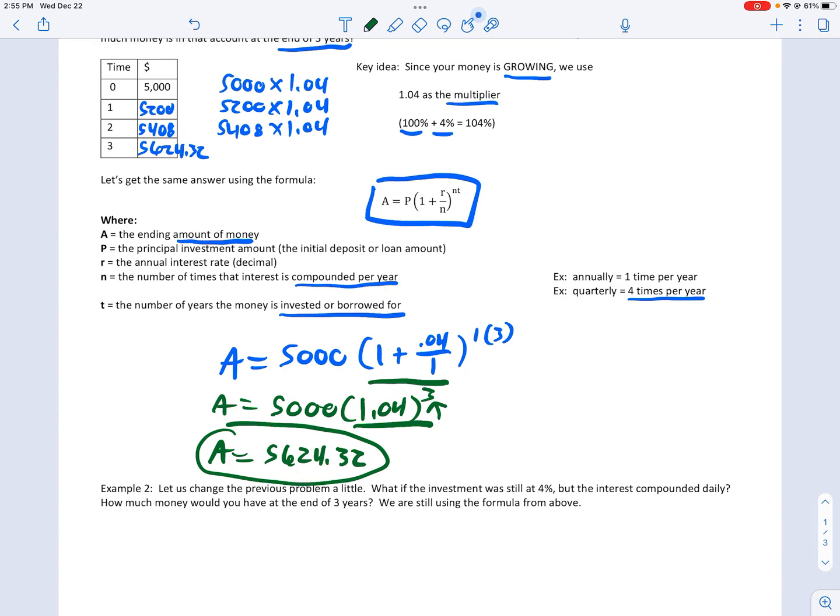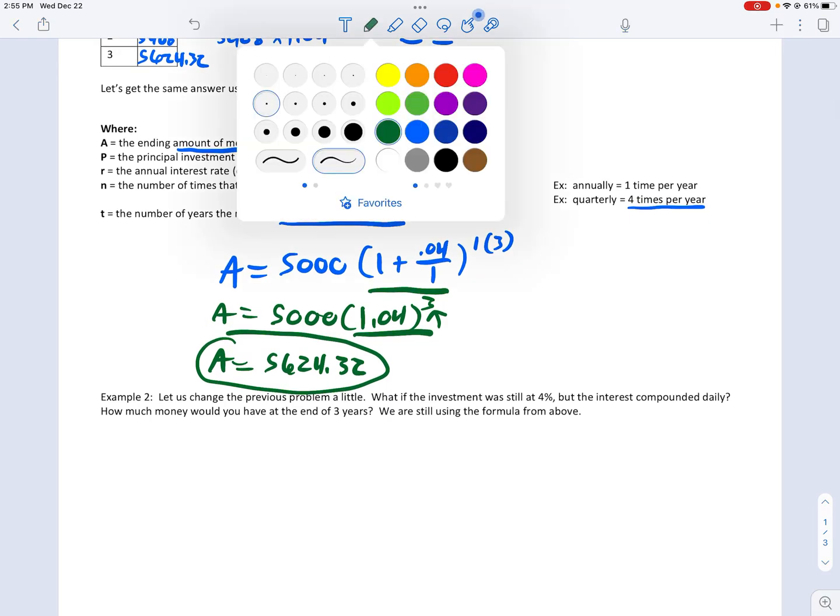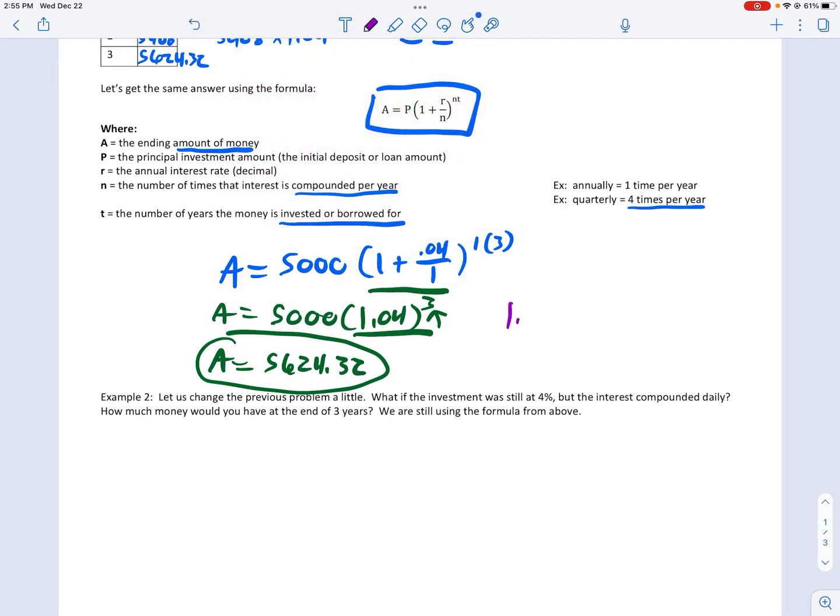Hopefully you paused the video, you've come back now, you got that answer, and you understand how to put it in your calculator. Again, if I was plugging this into my calculator, I do the 1.04 to the third power, and then I multiply it by 5,000. That's how you would plug it into your calculator.